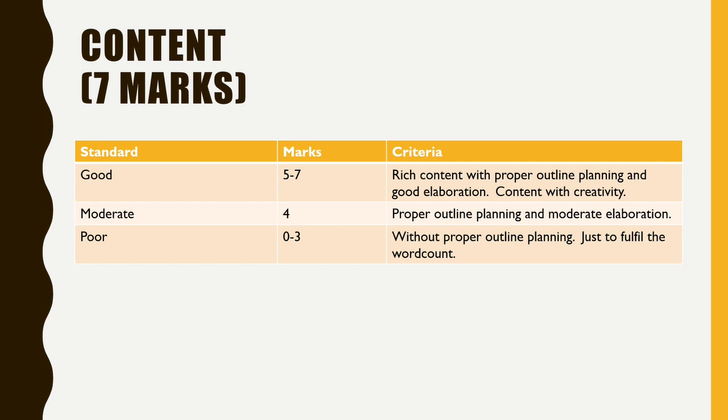In short, like you need to show me you really put some effort in writing your scrapbook. So like the moderate marks is 4, just a normal, maybe a very ordinary scrapbook. So poor scrapbook, maybe some of you do last minute rush, you don't have proper outline planning, you just fulfill the 250 words project. So that is a poor one.